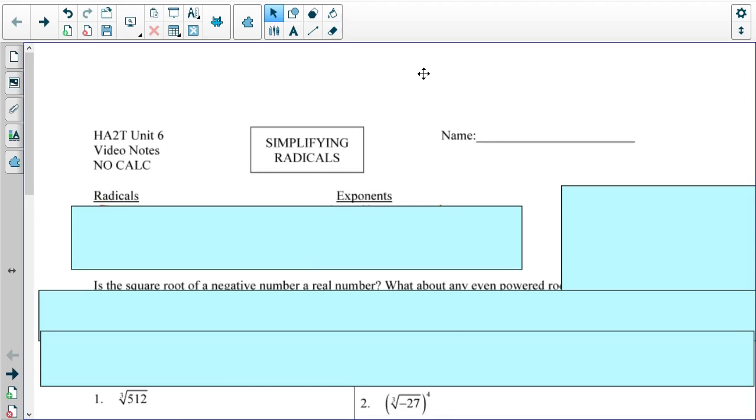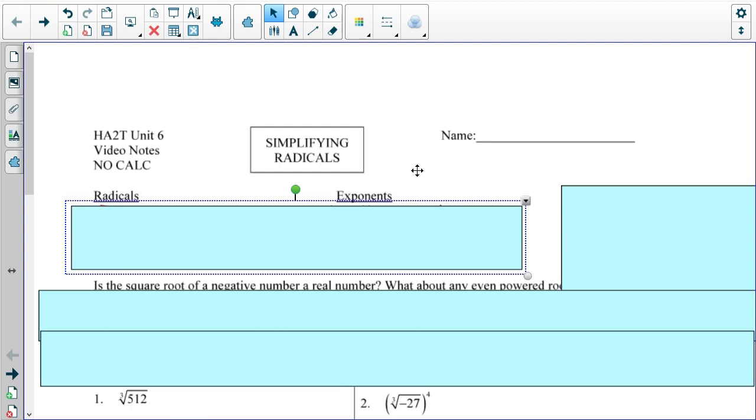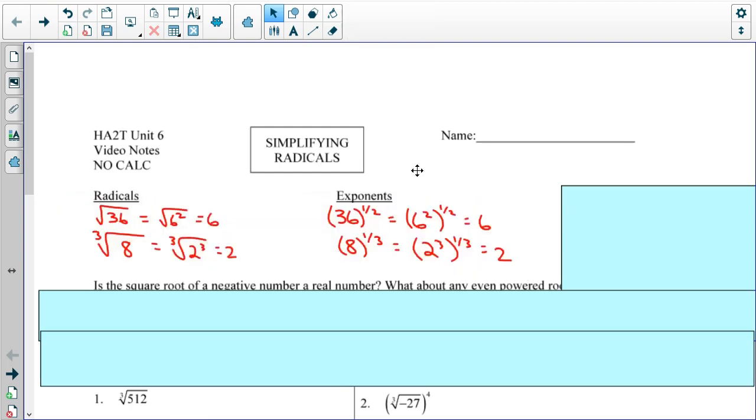The following video is the first day of simplifying radicals for Honors Algebra 2 Trig. We're going to talk about radicals. The first thing we're going to do is talk about the relationship to exponents because we all kind of know what exponents are. So what is happening is a radical.